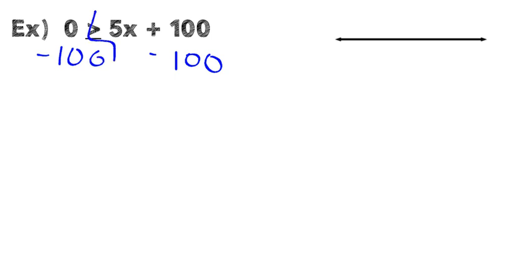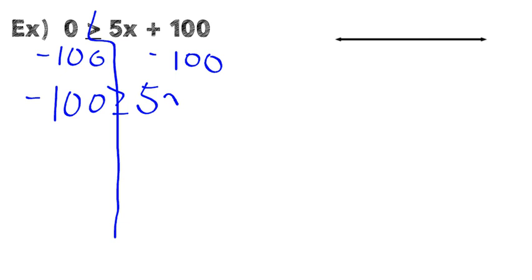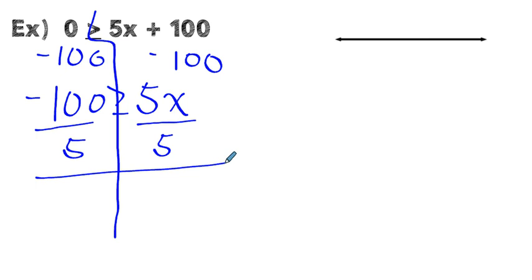All right, so let me get my line drawn here. So over on the left side now I have negative 100. That's greater than or equal to 5x. I'll divide by 5, divide by 5. I get negative 20 on the left side. I've got my greater than or equal to, and then 5's cancel, so x on the right side.